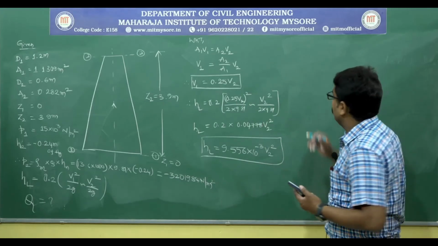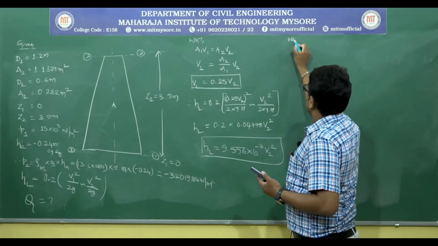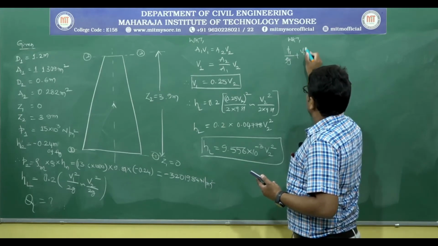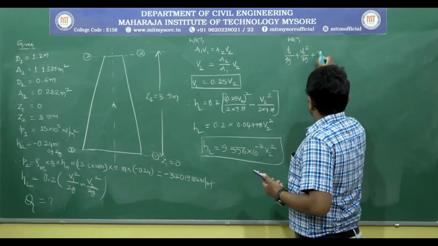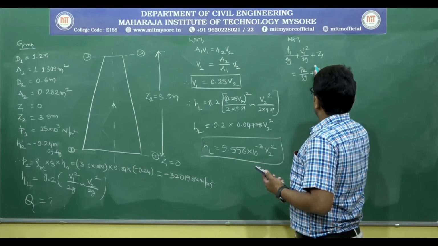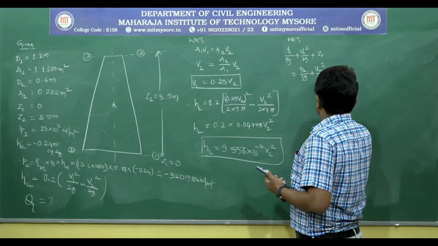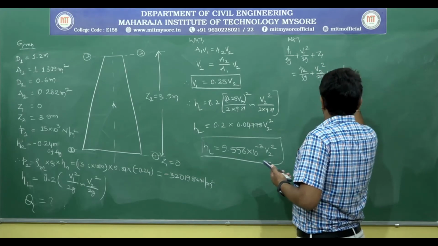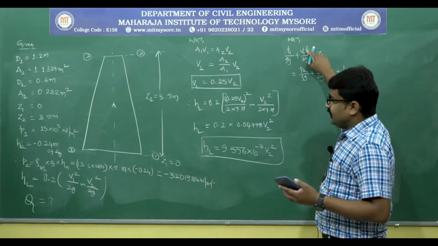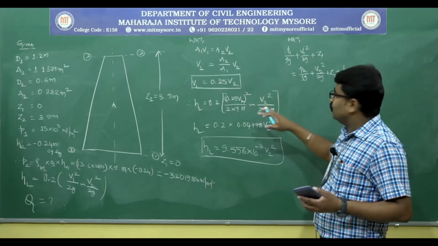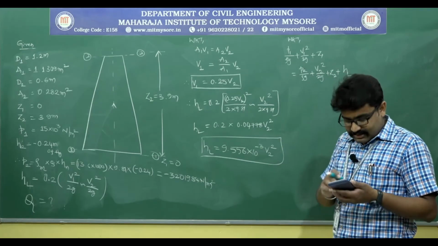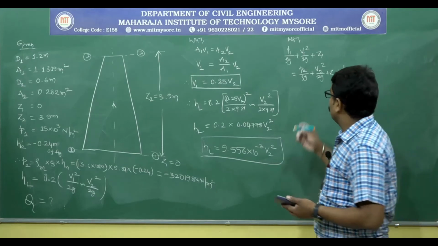According to modified Bernoulli's equation, we know that P1 by rho g plus V1 square by 2g plus Z1 will be equal to P2 by rho g plus V2 square by 2g plus Z2 plus HL. In the entire equation, what is V1? I will keep that in terms of V2. And what is HL? That also I will keep in terms of V2. Rest of the things, data is straight away known to me.